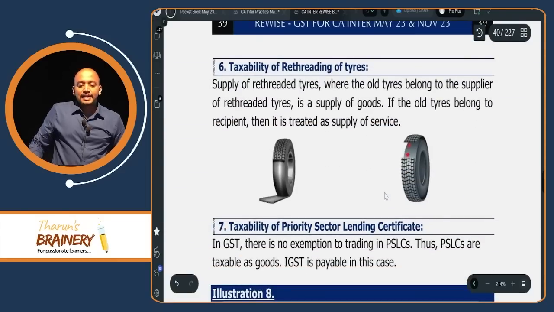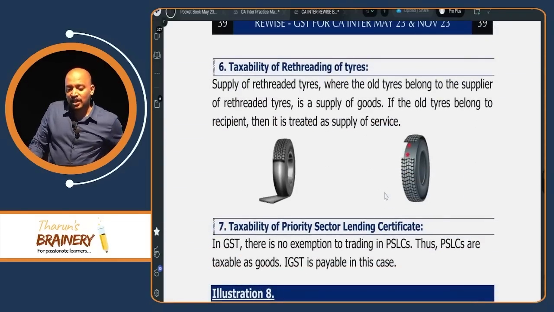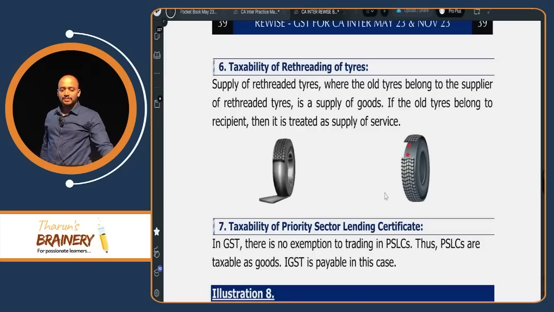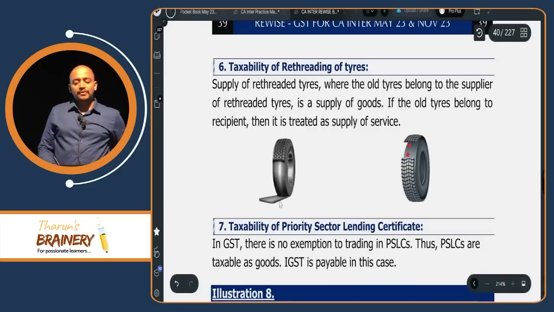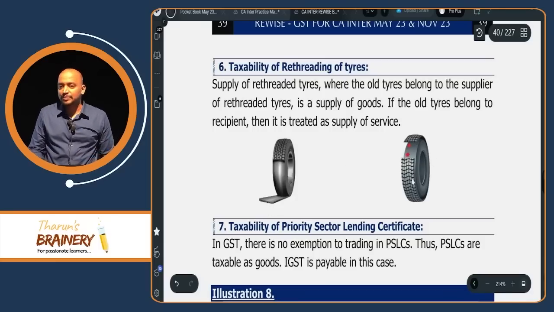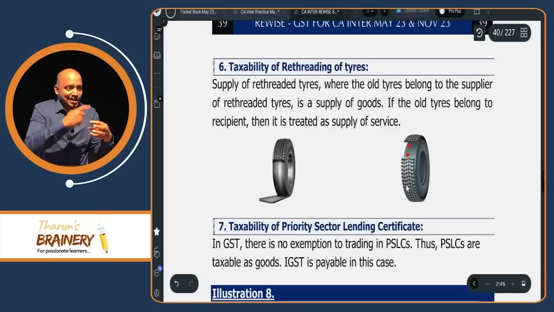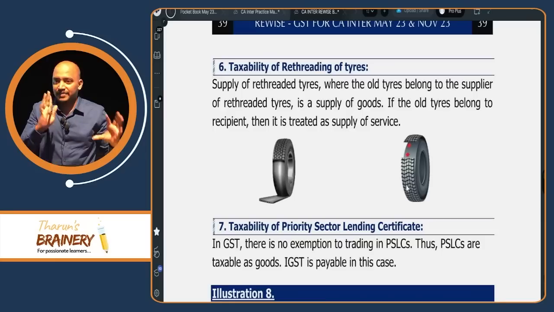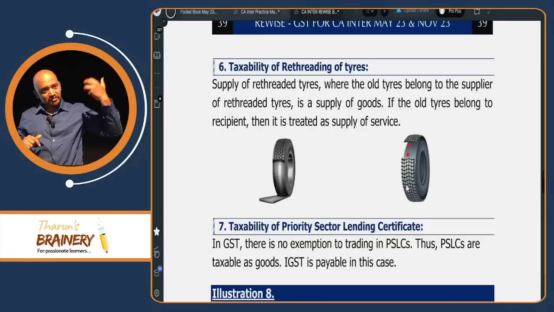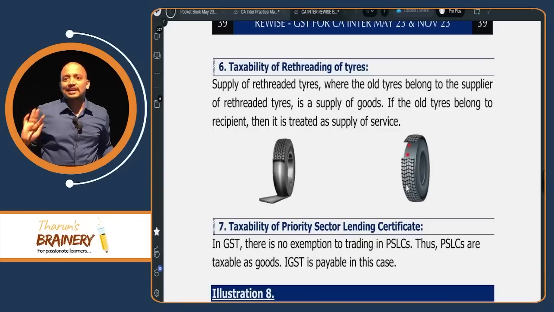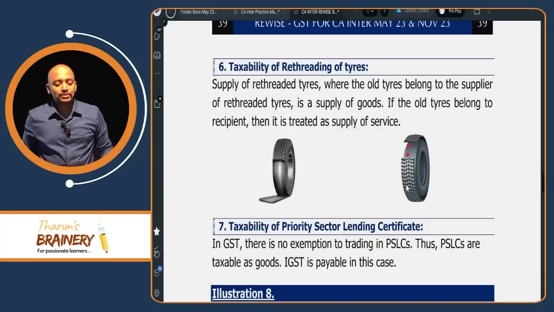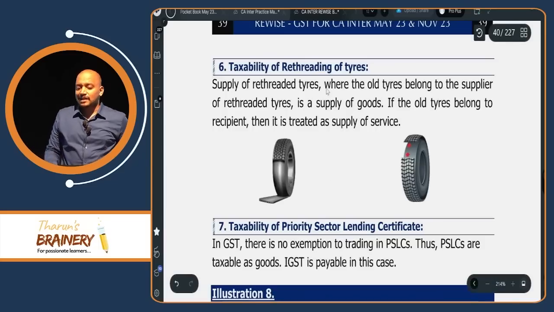Then taxability of retreading of tires. Retreading of tires means they will take the old tire and fix the grip to that old tire. That is known as retreading of tires. Now if the old tire belongs to you, and I am just doing the retreading, it is a supply of service. If I buy the old tire from you and I sell the retreaded tire to you, then it will be a supply of goods. Simple.